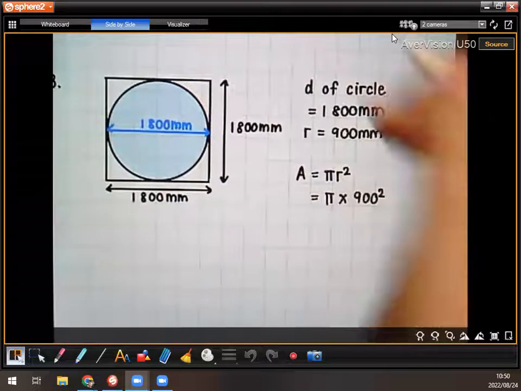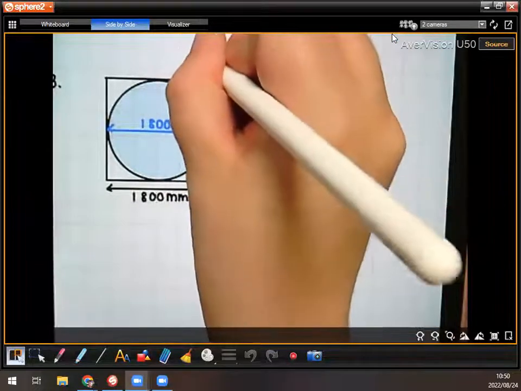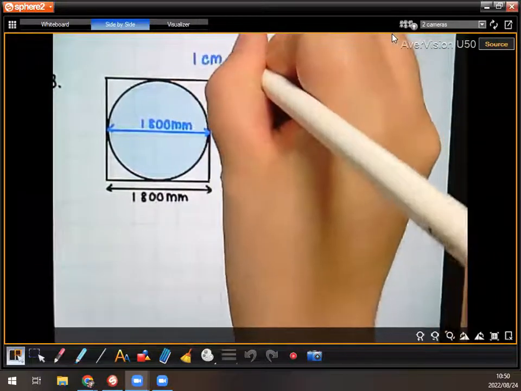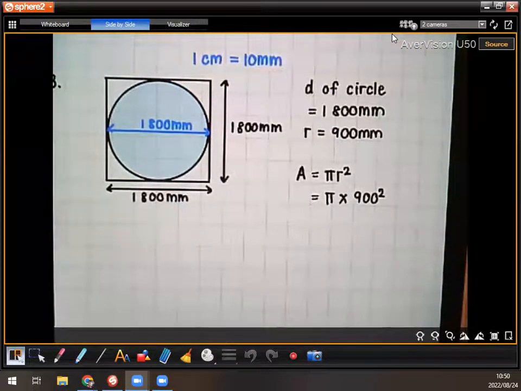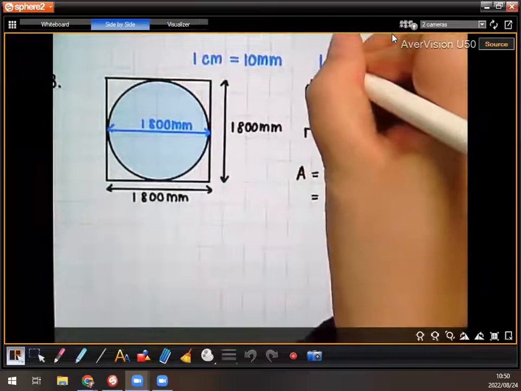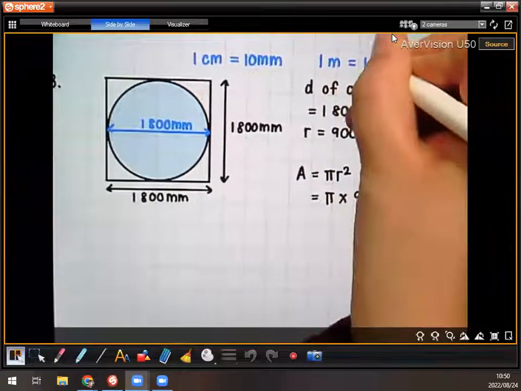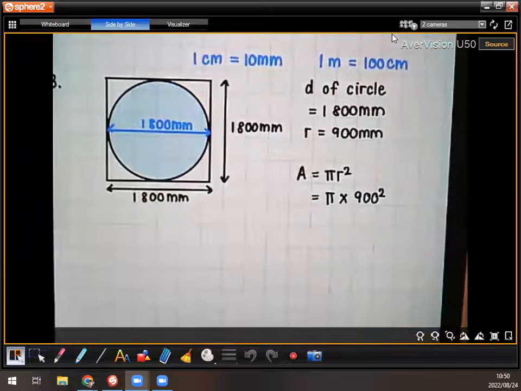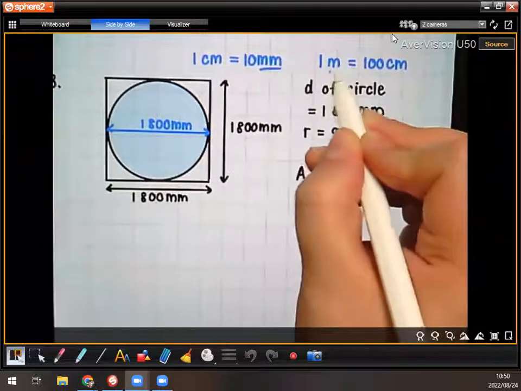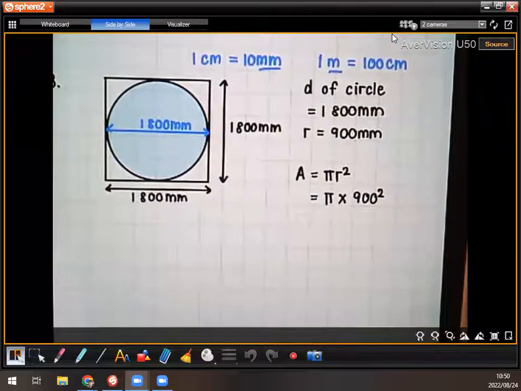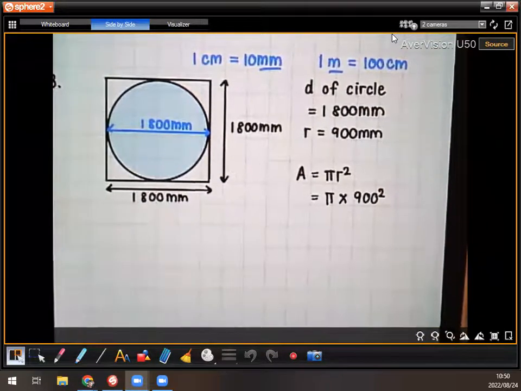So guys, one centimeter is 10 millimeters. That's the easiest one to remember. That's also the only one that's just 10. So then 1 meter is actually 100 centimeters. So to go from millimeters to meters, you have to times it by 1,000. So there are actually 1,000.